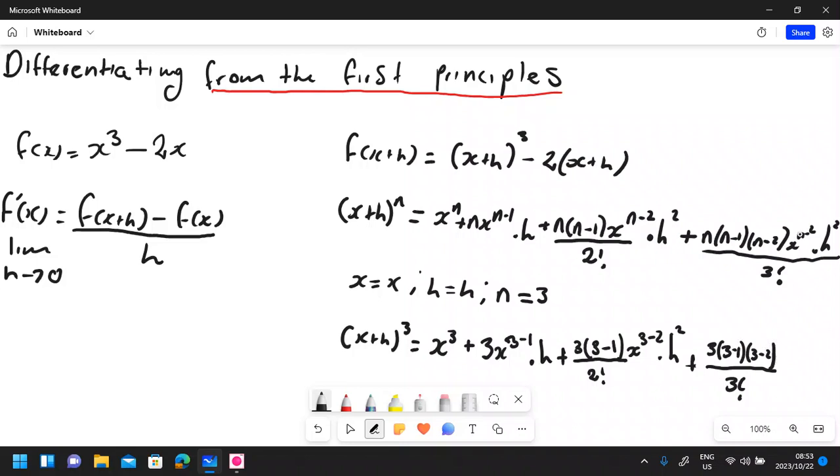Now let's continue. We have x to the power of n minus 3. This is 3, guys. Did I say this is supposed to be 3? Because this is the fourth term. This is 3.